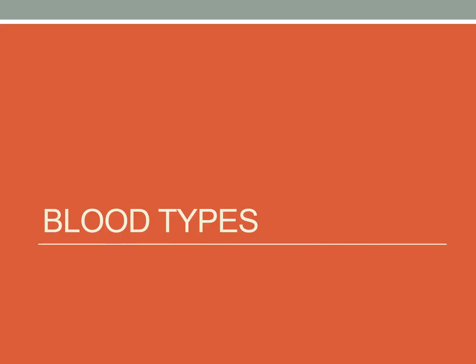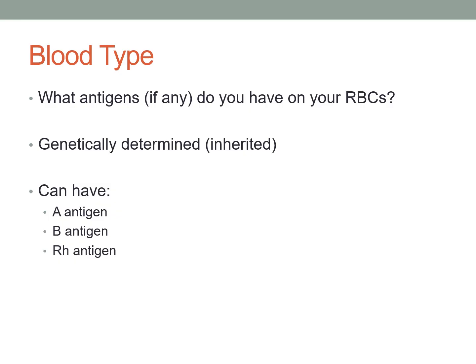Okay, so moving on now, we're going to talk about blood types specifically. When we talk about blood types, what we're really talking about is which antigens, if any, you have on your red blood cells, or your erythrocytes. Which type of antigens you have depends on the genes that you inherited from your parents. So this is genetically determined. It's something you inherit. And there are three different potential types of antigens. Think of them as kind of like accessories or bling that you can stick on your red blood cells.